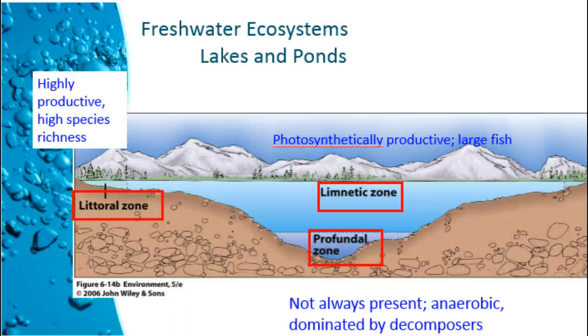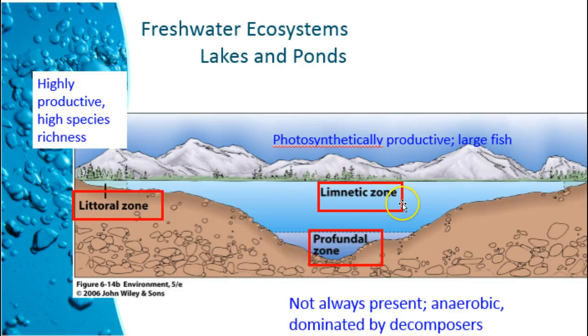I also want to remind you about the three zones in a lake or a pond. So the littoral zone is the one right on the shoreline. So you're going to get a gradual change here in depth, and it really allows a lot of species to be here. So these are really high productivity areas, high species richness areas.